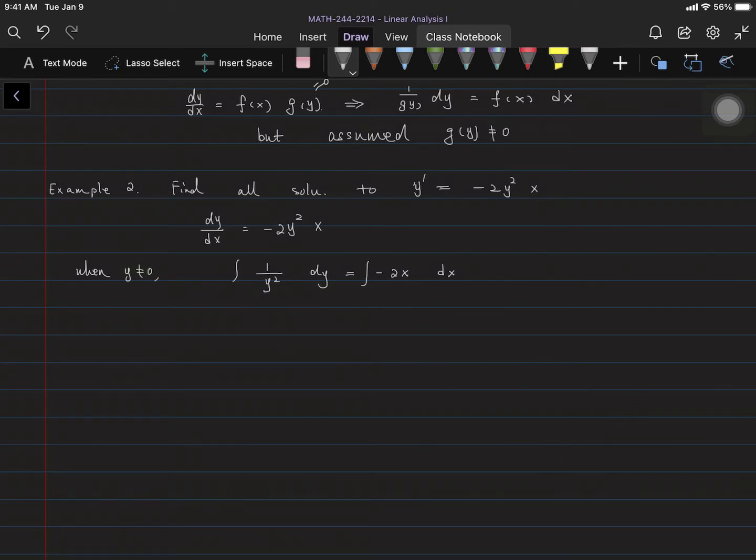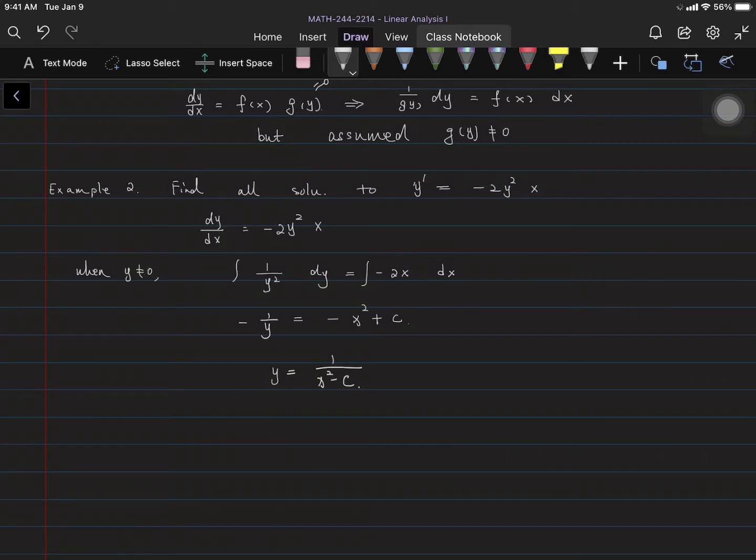Okay. So the integral of 1 over y squared should be negative 1 over y. The right side should be negative x squared plus c, right? And if we simplify this a little bit, this is easy to solve for y. Okay, let's see what the y looks like. Both sides multiply by negative 1 and take the reciprocal, so y equals 1 over x squared minus c.